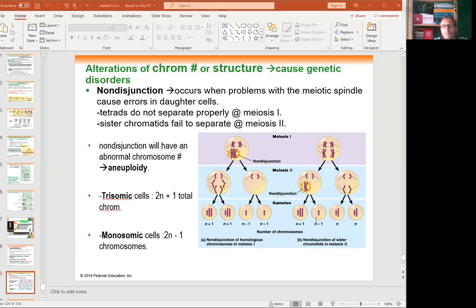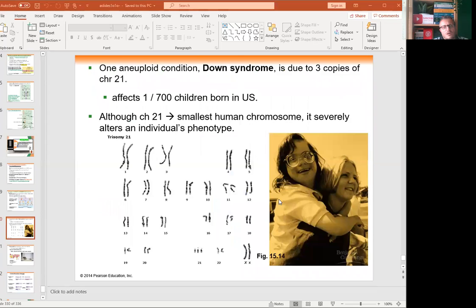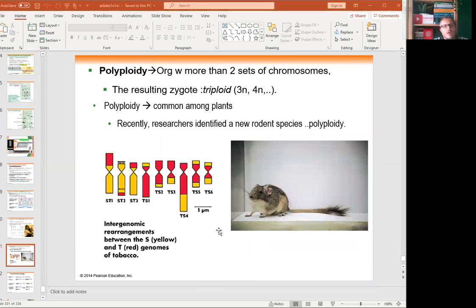Alteration of chromosome number and structure: chromosome numbers can change. An abnormal chromosome number is called aneuploidy. If you have 2n plus 1, that's called trisomic. 2n minus 1 is called monosomic. Here is an example, Down syndrome on chromosome 21. We see an extra chromosome. This affects 1 out of 700 children born in the United States.